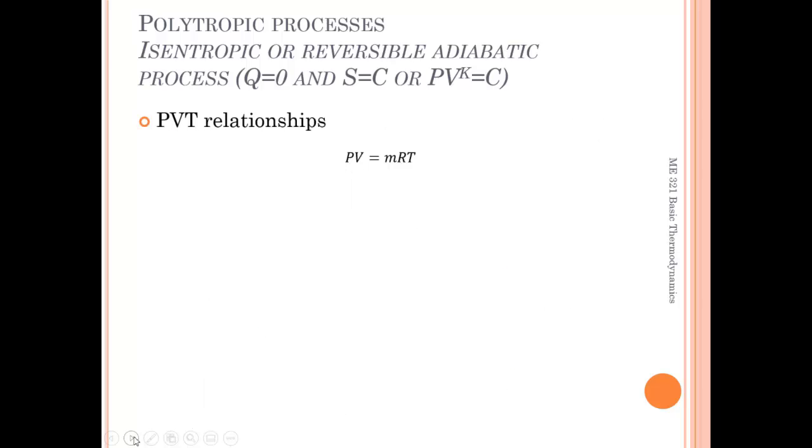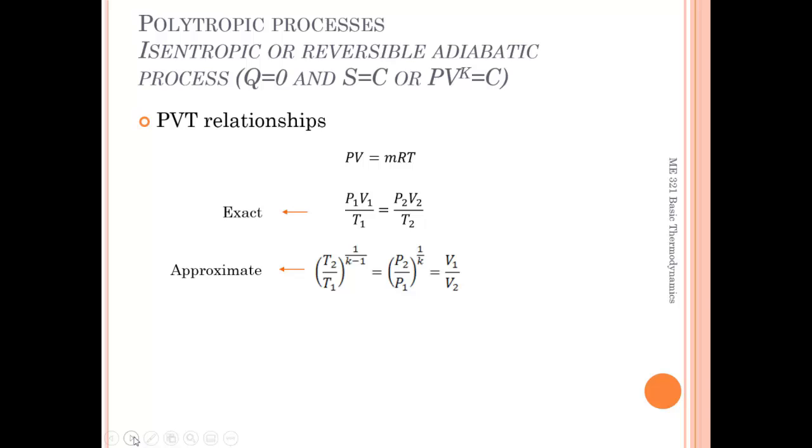As always, we can use the equation of state of ideal gases as one of the ways by which we can express the relationship among pressure, volume, and temperature. Now, the exact solution to find the values of P, V, and T at different points in the process involves the alternative form of the equation of state of ideal gases. Finally, the approximate solution involves the following formulas.